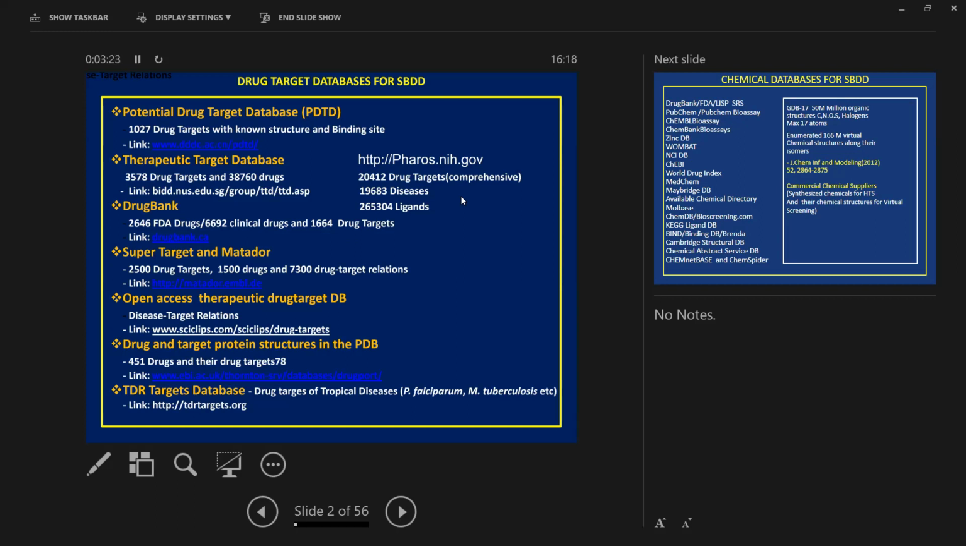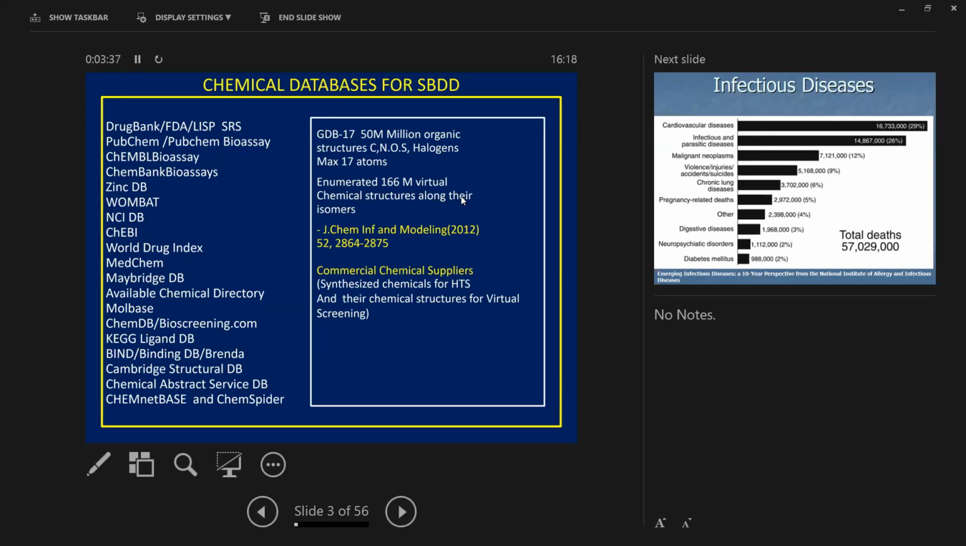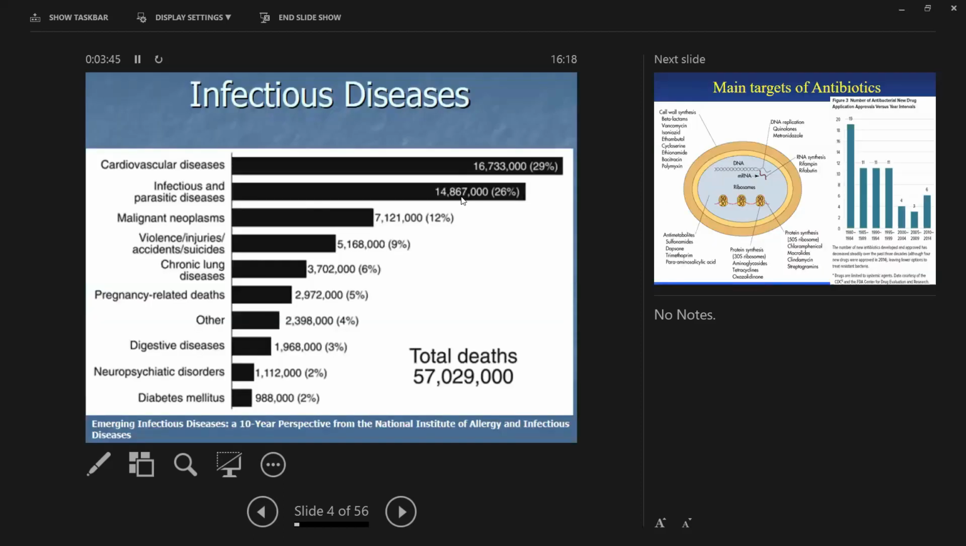And what I'm going to use extensively for my work is the TDR database, the Tropical Disease Research target database, for different tropical diseases like Plasmodium, MTB, and other organisms. These are the chemical databases which we used extensively in our work for virtual screening, particularly PubChem and ChEMBL. All of you know that almost 5-6 years back, this is a slide where you get 57 million deaths every year, out of that 16 million in cardiovascular disease. Next one is mostly infectious disease and parasitic disease, almost 15 million, 26% of the deaths.